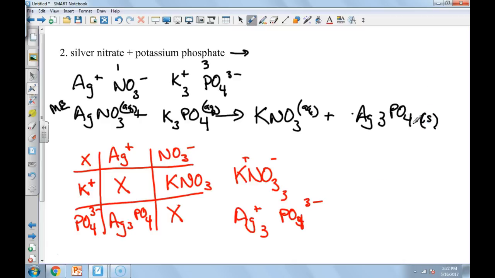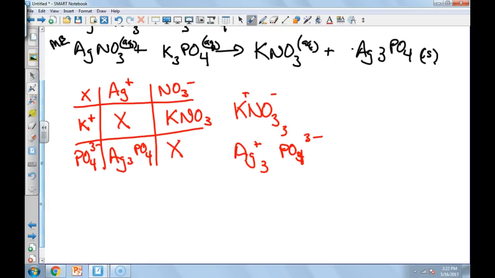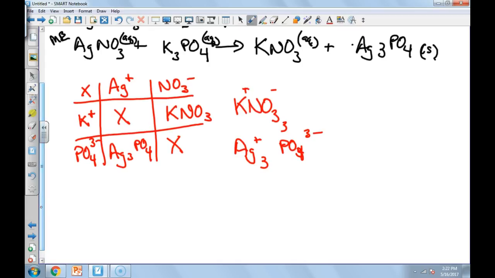Okay, so now once we do that, we can come down here and write our total ionic equation. With our total ionic equation, we take anything that is an ion, or anything that's soluble, that's aqueous, and we split it into its ions. And we have the list of ions right here. So that makes things work out pretty well. So this is going to be Ag plus aqueous plus nitrate aqueous. And we can balance this later.